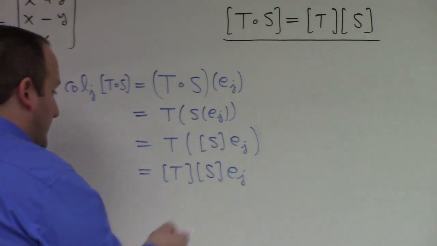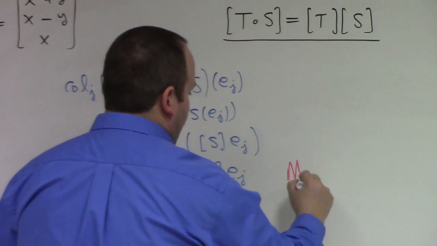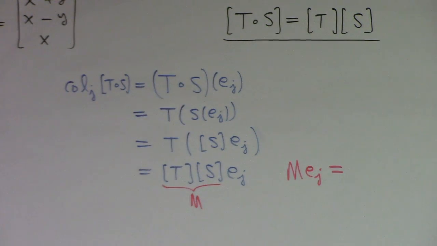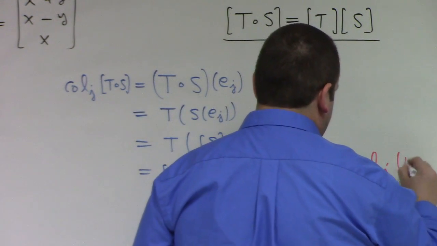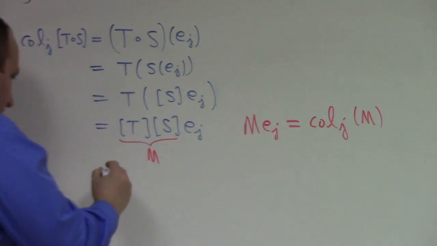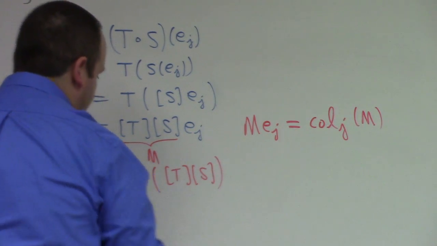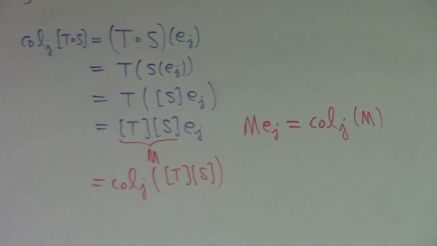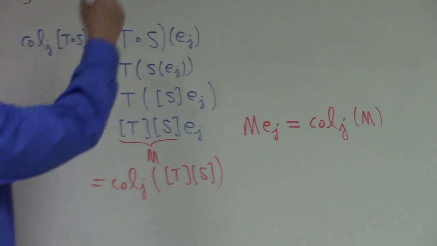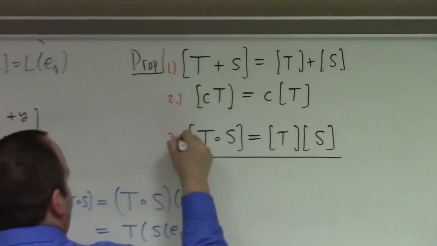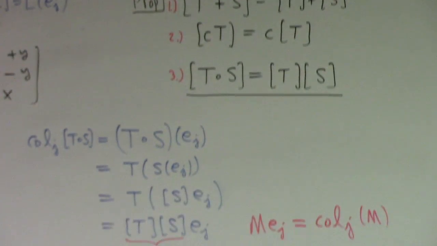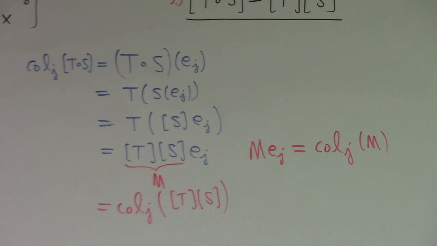Think about the product of bracket T and bracket S. It is itself a matrix, so think about this thing as M. What is M times e_j? By our fundamental study of matrix multiplication earlier this semester, that is precisely the jth column of M, remember? So this is column j of the product of T and S. If these are equal for arbitrary j, that means every column matches. Consequently, these are the same matrix. And that proves part 3 of this proposition. Does that make sense? I hope so.